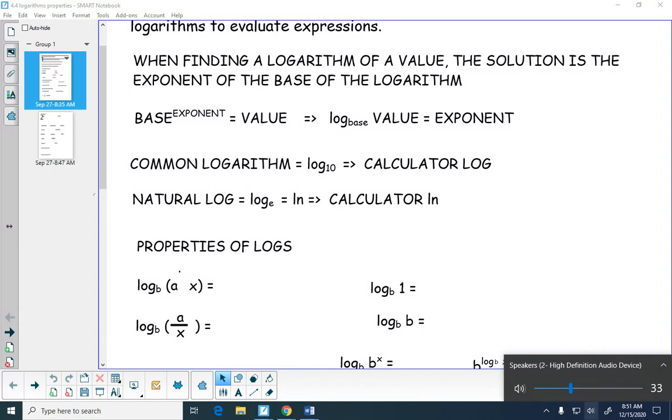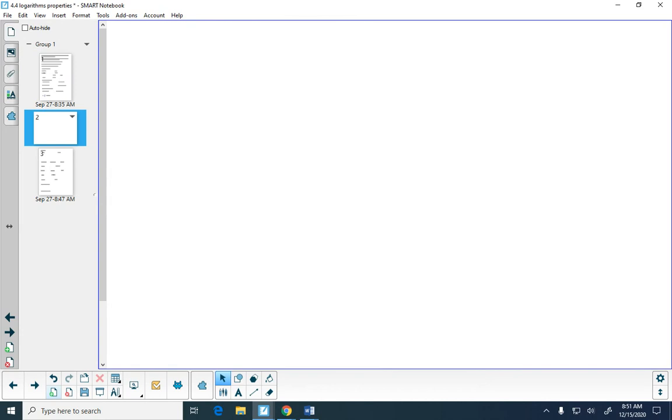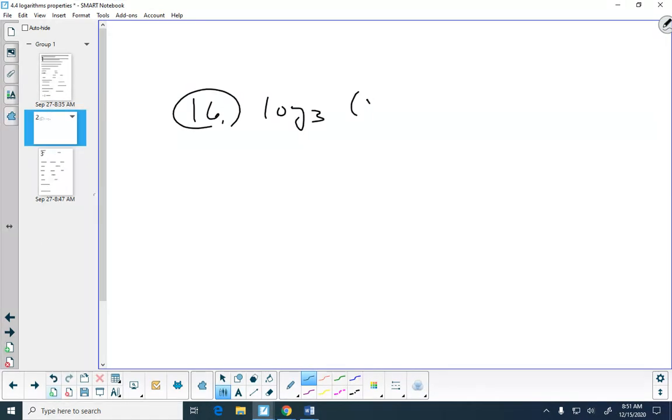Say that one more time. Can we do 16? 16, sure. Problem 16, we have the log base 3 of x squared minus 8x equals 2. Is that the correct problem? Yeah.